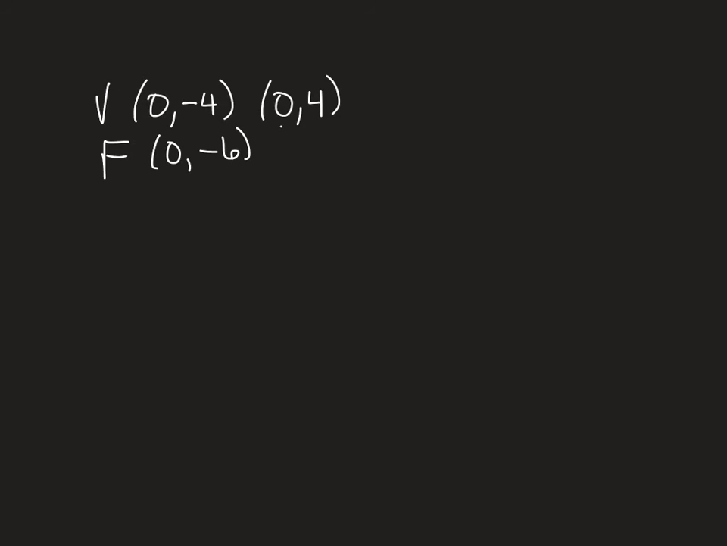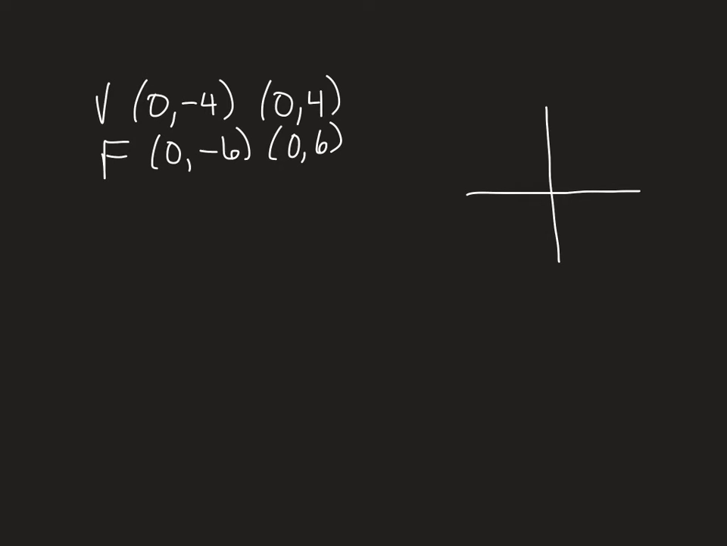Okay, so let's find the equation of the hyperbola. Its vertices are (0, -4) and (0, 4). The foci are (0, -6) and (0, 6). It's always a good thing to look at the graph, to see whether we have a horizontal or vertical one. You can tell by the points, but sometimes it's helpful to look.